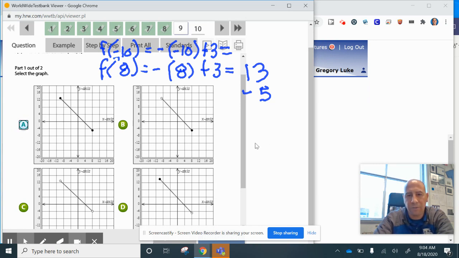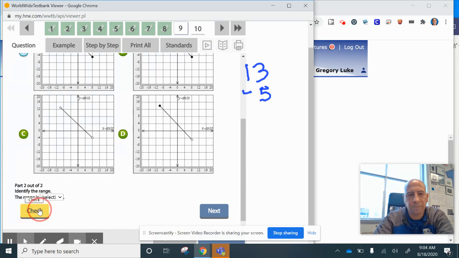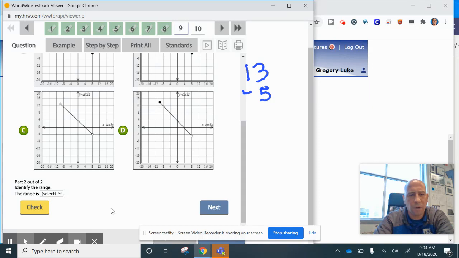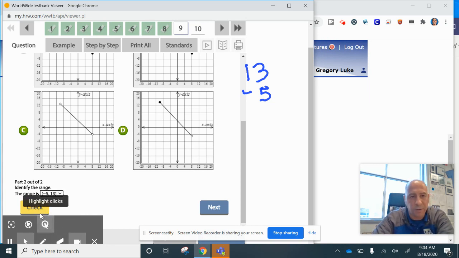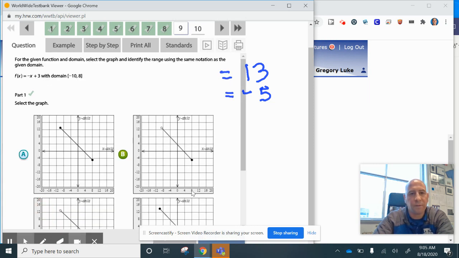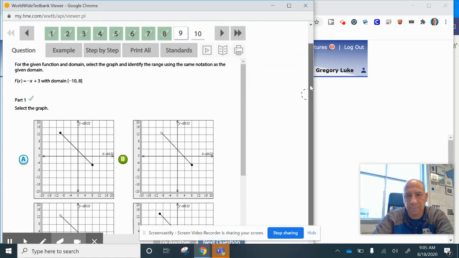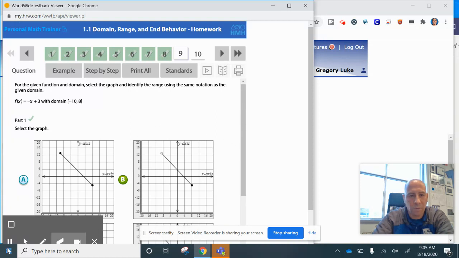All right, let's check the answer. Select the range. I'm sorry, the range is from -5. You always do bottom to top. Now it's included in both, so it's bracket -5 to 13. Now let's check. Part 1, I get a check, and part 2, so that's correct. All right, let me erase this stuff. Hopefully I got it all.